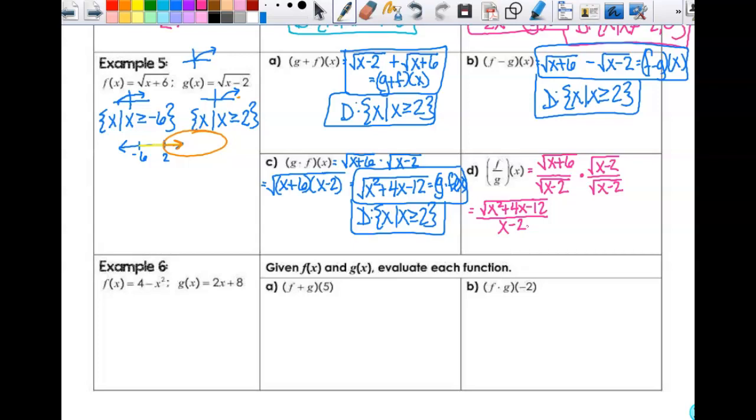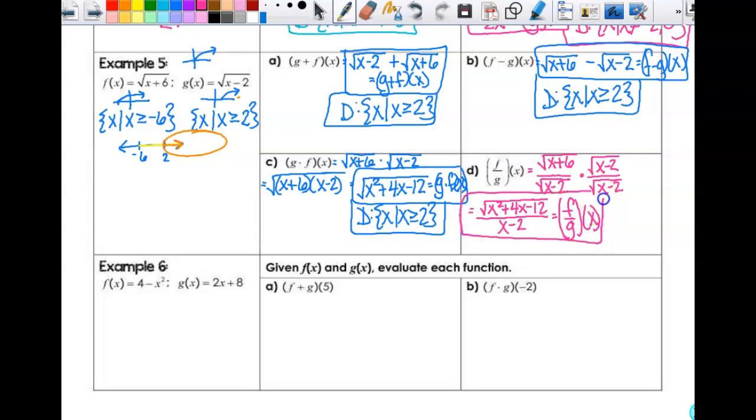Now, if the square root wasn't there and I could factor the numerator and one of the factors was x minus 2, then I could cancel some stuff out. But I can't, because if I factored it, guess what? It would be this. But even if I factored it into this, I wouldn't get to cancel them out because this is under the square root and this isn't. So that's the best I can do there, and that is equal to f over g of x.